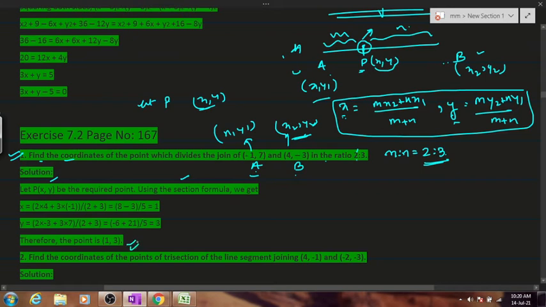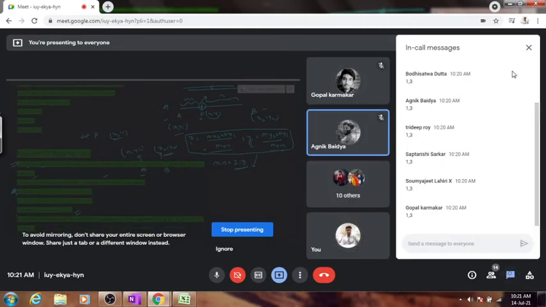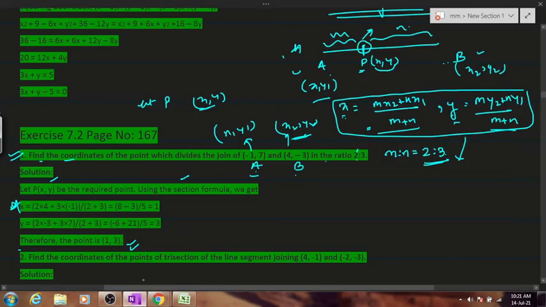Clear? First, make sure you write the formulas and then you apply them. Formulas are not written out here. Make sure you write the formulas first. Clear? Now comes a very interesting question. Can we move on to the next one? Confirm, please. Yes or no? Most of you have given the answers. Okay, we'll move on to the next one.